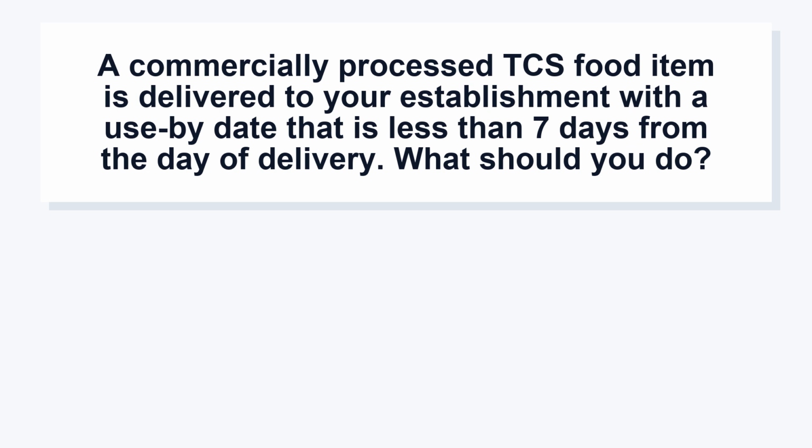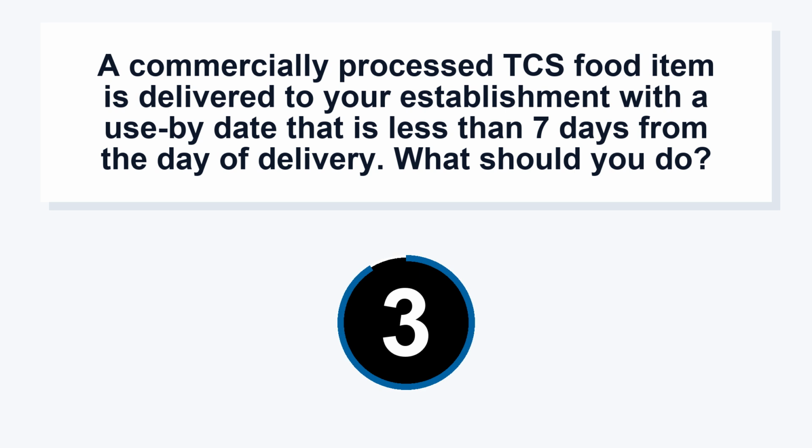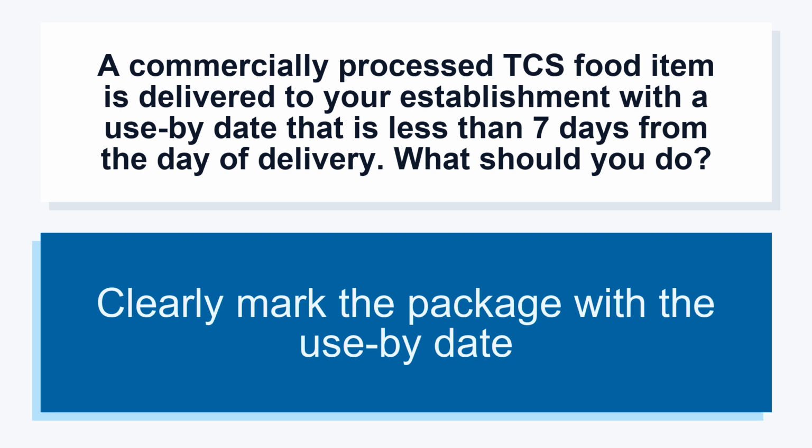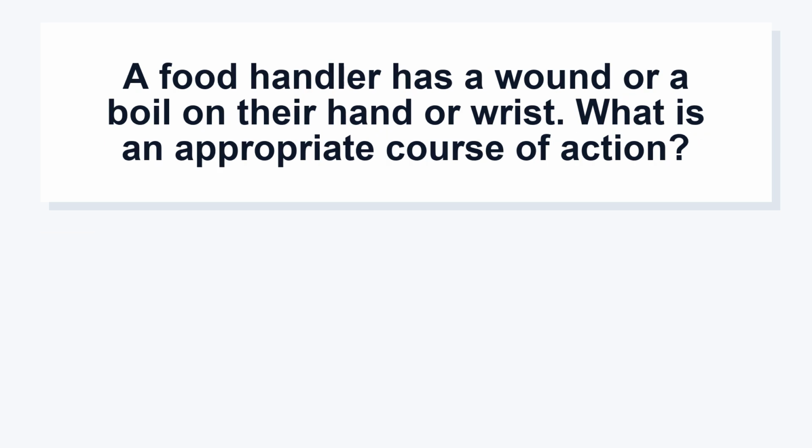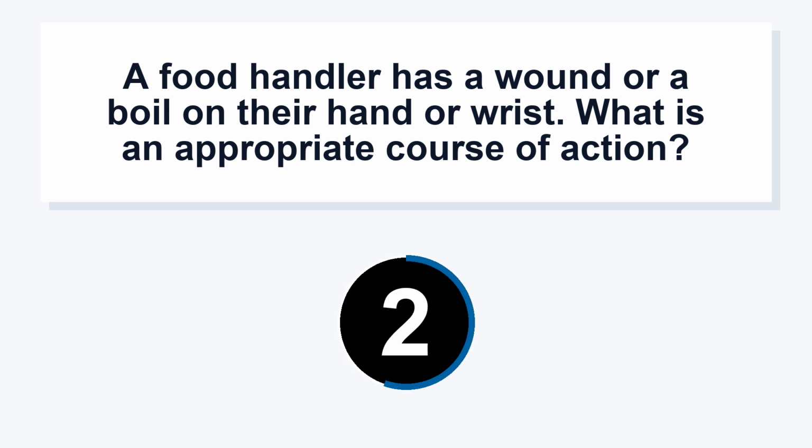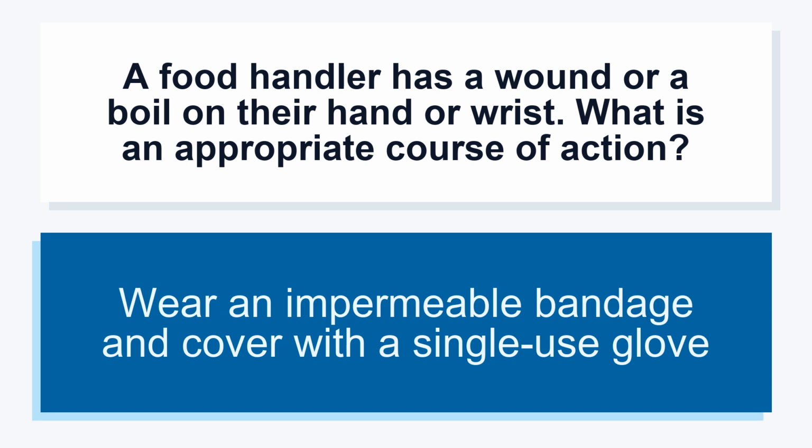A commercially processed TCS food item is delivered to your establishment with a use-by date that is less than 7 days from the day of delivery. What should you do? Clearly mark the package with the use-by date. A food handler has a wound or a boil on their hand or wrist. What is an appropriate course of action? Wear an impermeable bandage and cover with a single-use glove.